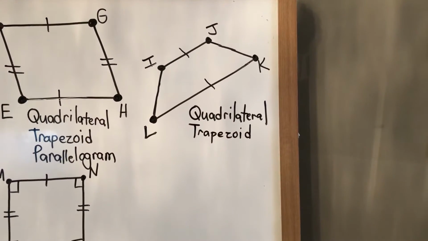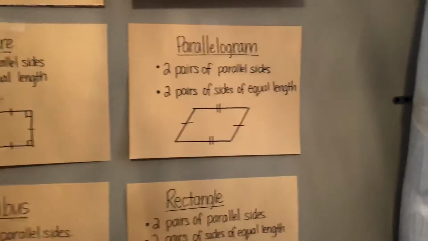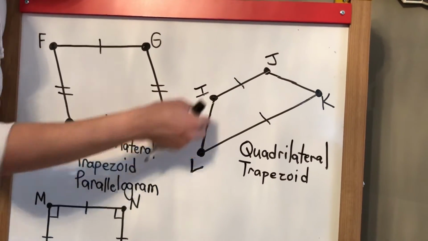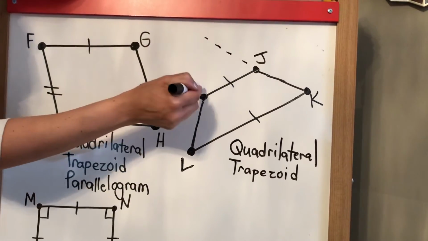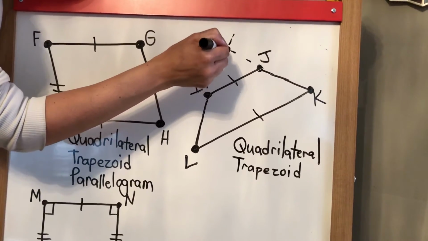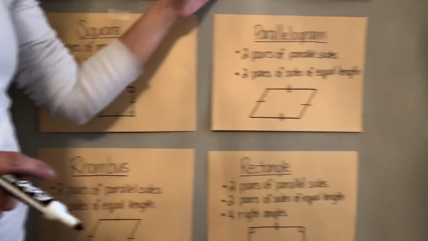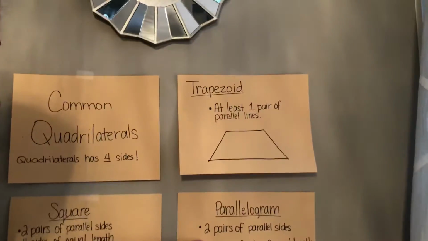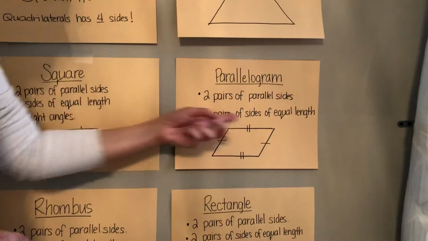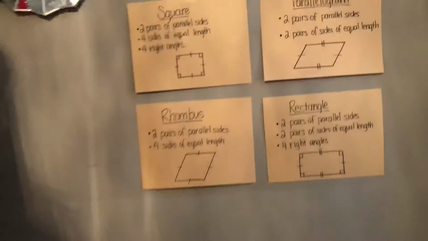Now, parallelogram says 2 pairs of parallel sides. This does not qualify for that because it has 1 set of parallel lines, but these are going to intersect. If you continued these lines up, eventually they meet here. So, 2 pair of parallel sides. That's the next one on all of the other shapes. So it is only a trapezoid. It doesn't meet the requirement for parallelogram because it doesn't have 2 pairs of parallel sides. So we're gonna stop at trapezoid.